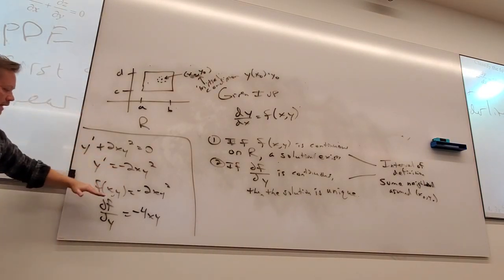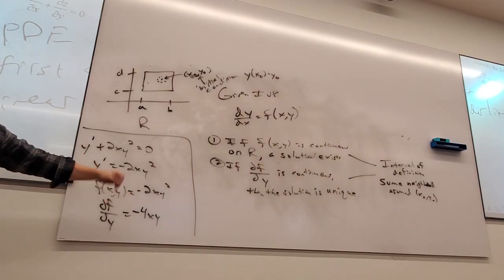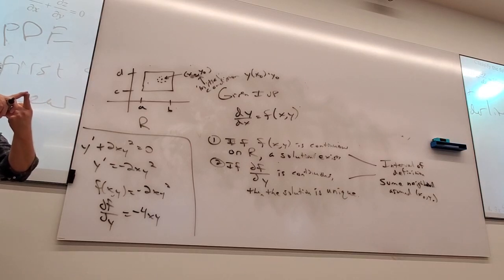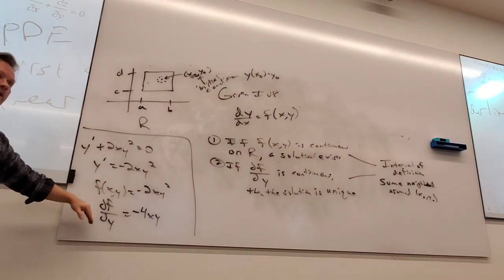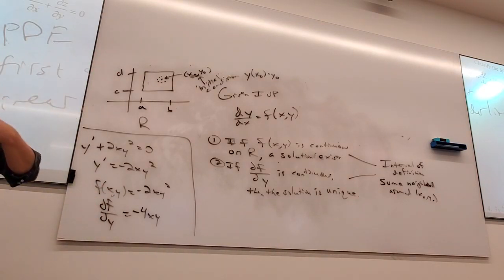So from this, I investigated f, it's continuous. I investigated the partial, it's continuous. I'm guaranteed a solution exists, and that it is unique. If either one of these fails, anything can happen. I need you to understand, it's not an if and only if situation.